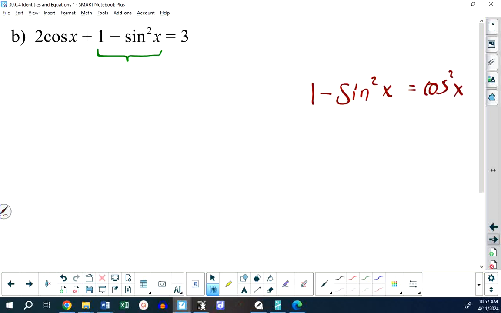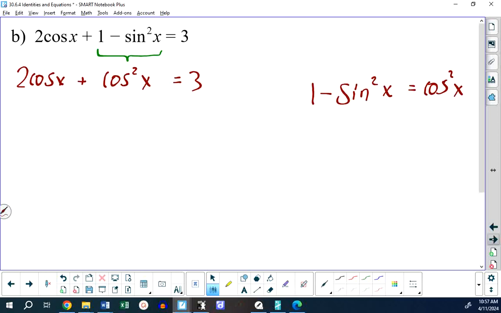I hope everybody understands that. Sine squared x plus cos squared x equals 1, and this that I've written on the right-hand side of the screen is just a variation of that identity. So I can put in here cos squared of x. And now I have 2 cosine x plus cos squared of x equals 3. And it's a trigonometric equation now that's quadratic that we learned how to solve in the previous unit.